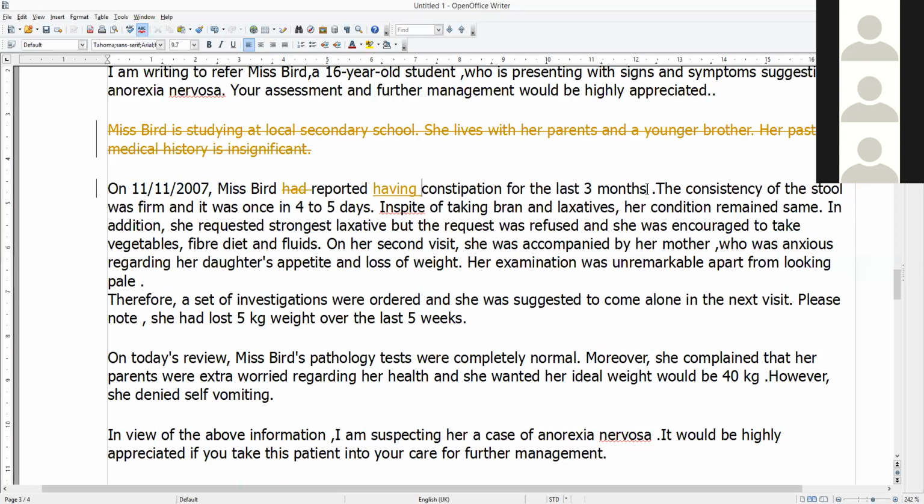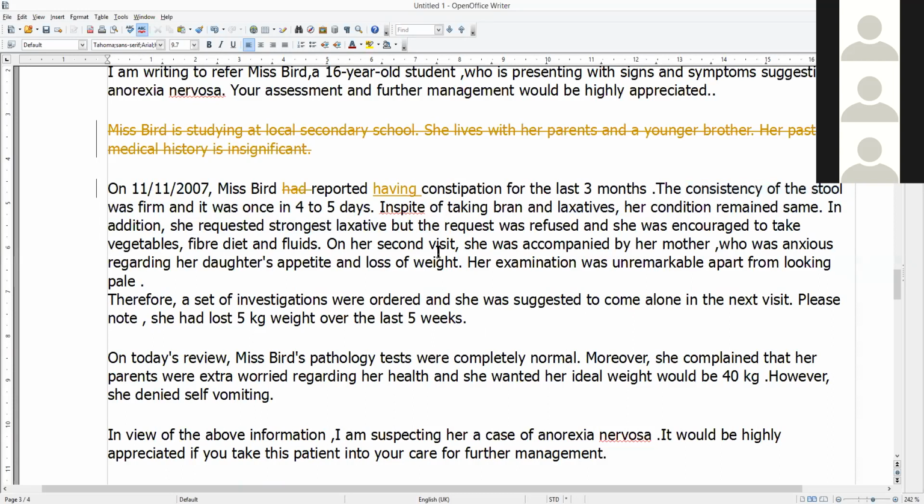The consistency of the stool was, well, was it now? I'm sure it was, but do we really need that? I think we can put this into the sentence here. The case notes talk about the issue: she was only managing to go once every 4 to 5 days. So I don't think we really need to know about the consistency of the stool.